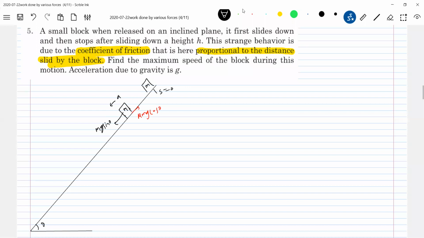Now as it slides down, look at the mu. Mu is proportional to distance covered. So the value of mu will keep on increasing. Initially mg sin theta will be greater than the frictional force, and because of that there will be an acceleration. As it slides down, mu keeps increasing. So at one instant, mg sin theta will become equal to mu mg cos theta. It can happen, so in that condition we will indicate somewhere here.